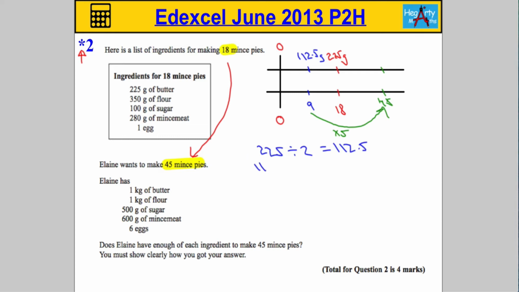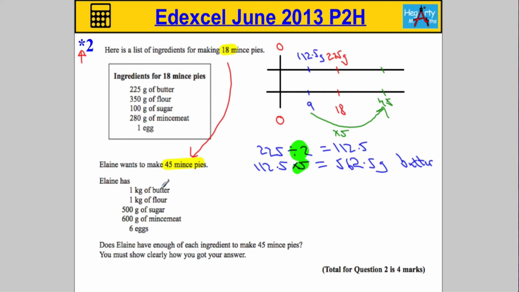So 112.5. Remember, it's a calculator paper. Times 5 is going to give us, let me see, 500, 560, 562.5, 562.5 grams. So that's how much butter. Okay, we're going to go through the same process with all the other ingredients. So we're going to have to do the same. We're going to divide them by 2, and then we're going to times them by 5.